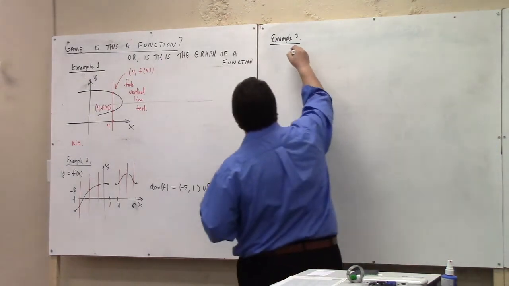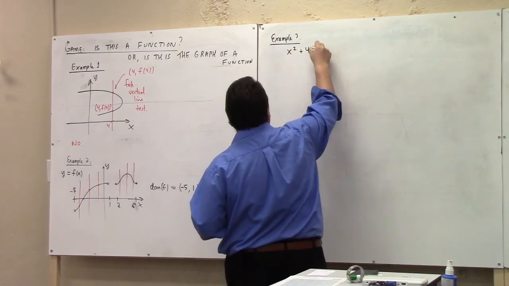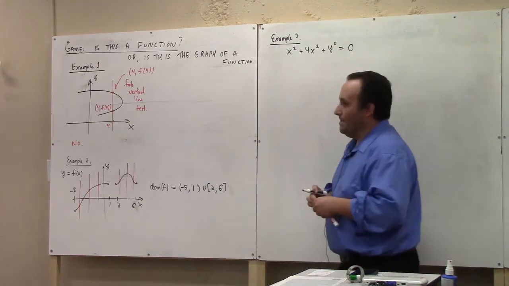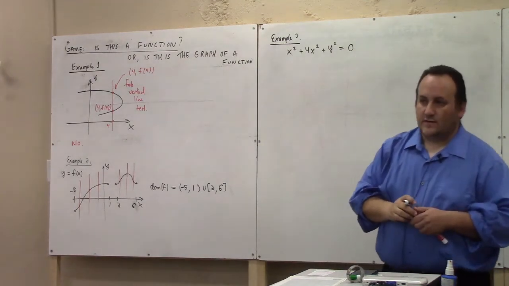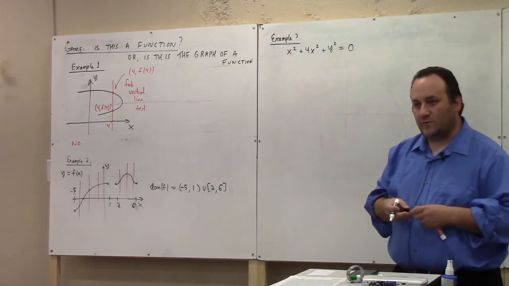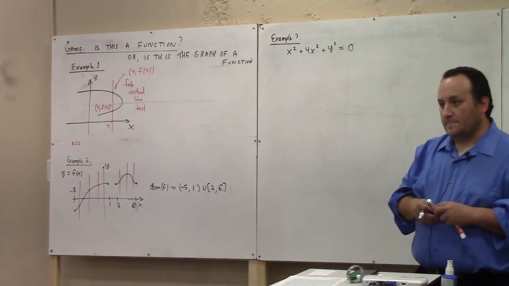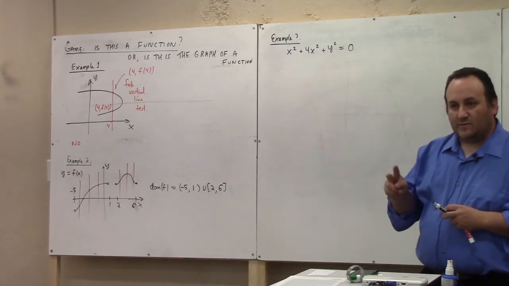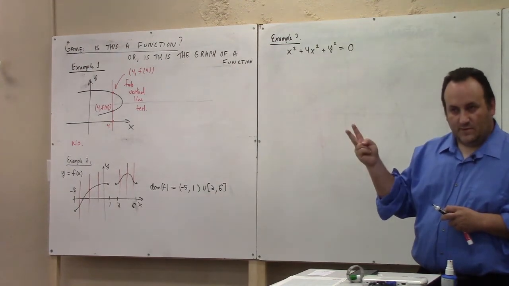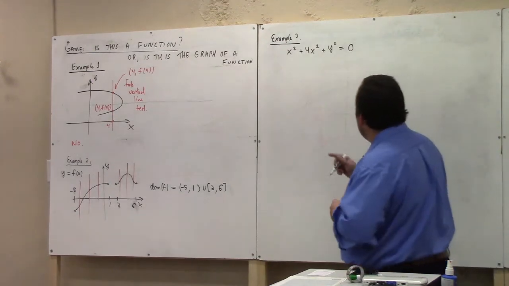So here's one: x squared plus 4x plus y squared equals 0, right? There are two ways we could decide whether or not the graph of this equation corresponds to the graph of a function. One is to graph it. The other is to use algebra. I'm going to start by graphing it, which also requires algebra, actually. Everything's algebra.